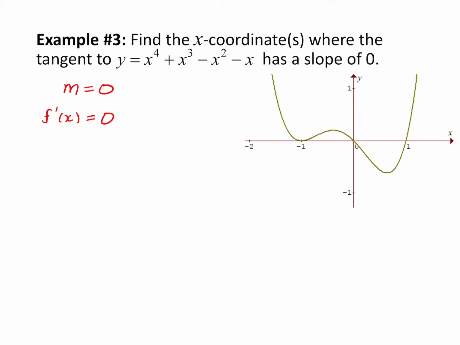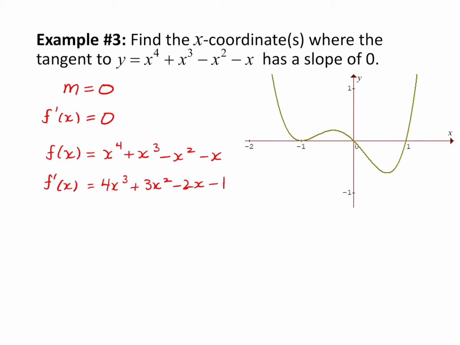So we can start out by saying, okay, this is our function. If we want to find where the derivative is equal to 0, we'll need to find the derivative. So if f(x) is x to the 4 plus x cubed minus x squared minus x, taking the derivative, we get 4x cubed plus 3x squared minus 2x minus 1. So that's our derivative. What we want to do now is find where that derivative is equal to 0. So we want to find where 4x cubed plus 3x squared minus 2x minus 1 is equal to 0. So this is a cubic equation.